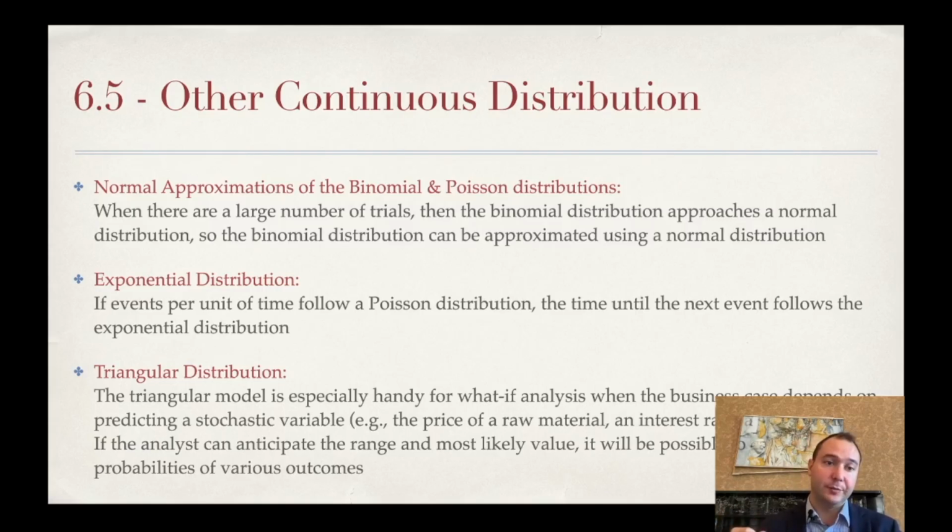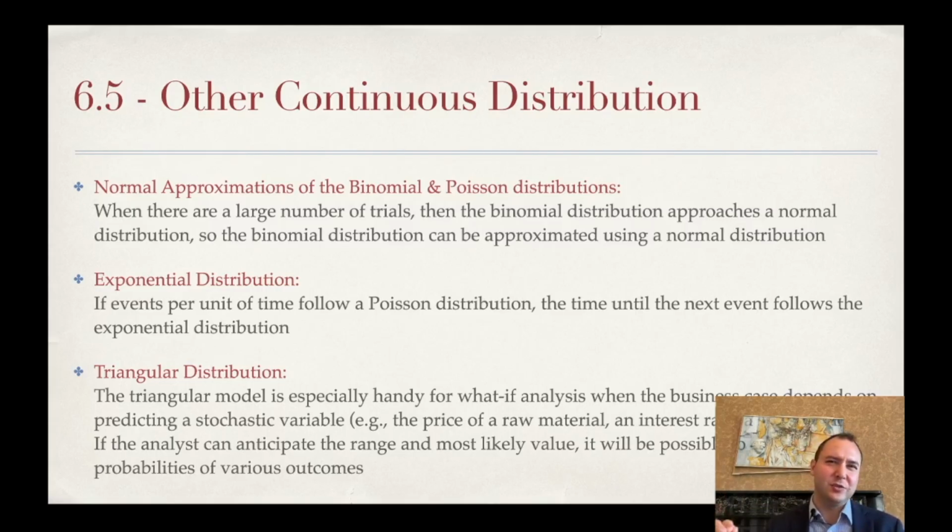The exponential distribution is different from the normal distribution. If events per unit of time follow a Poisson distribution, the time until the next event follows the exponential distribution. Think of it like this. Let's say that you're driving your car and you arrive at a red light. How much time does it take before that light turns green? The longer you wait, the more likely it's going to turn green sooner and sooner. This characteristic follows an exponential distribution, the time you're waiting until that light turns green.